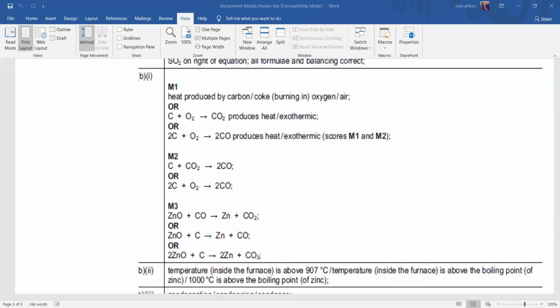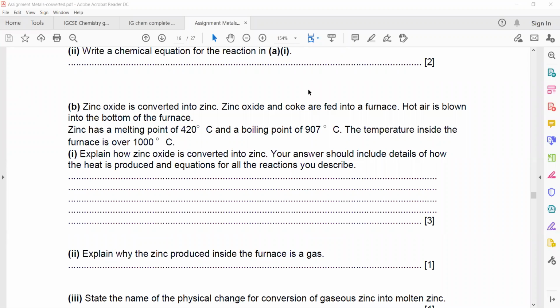And in the equations, you should mention how carbon dioxide is produced, how carbon monoxide is produced, and third, how zinc oxide reacts. So the first equation: carbon reacts with oxygen to give carbon dioxide. The second equation: carbon dioxide reacts with more carbon to produce carbon monoxide. And the third equation: zinc oxide reacts with carbon monoxide to give zinc plus carbon dioxide.